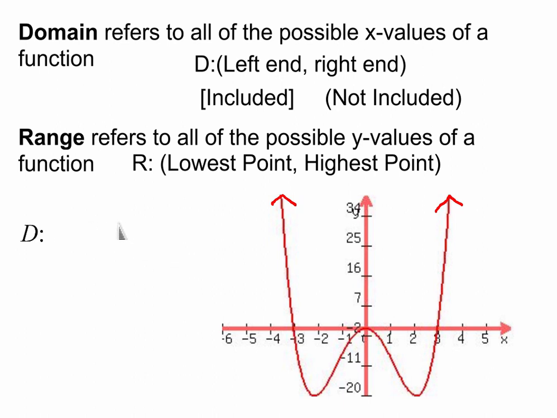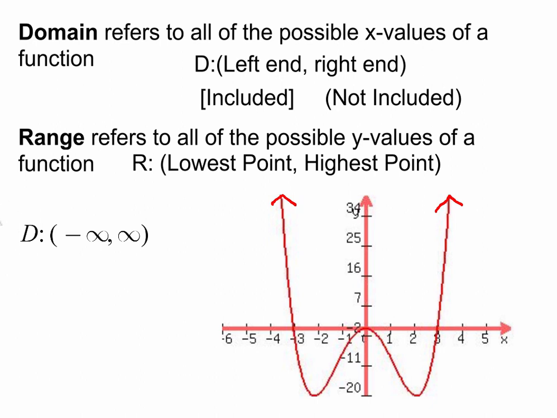So we represent that by saying that this graph to the left is going to negative infinity, and on the right, since it goes on forever, it's going to positive infinity. So the domain is from negative infinity all the way to positive infinity, because it includes all possible x values. And because infinity is not really a number, we use the parentheses for not included, because this just goes on and on and on forever. It doesn't actually go to a number.